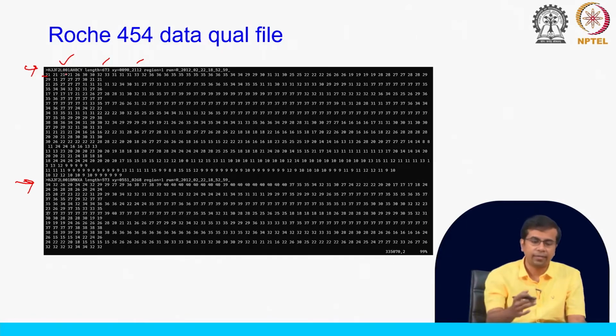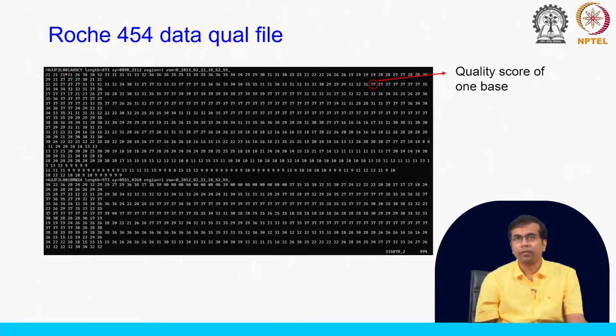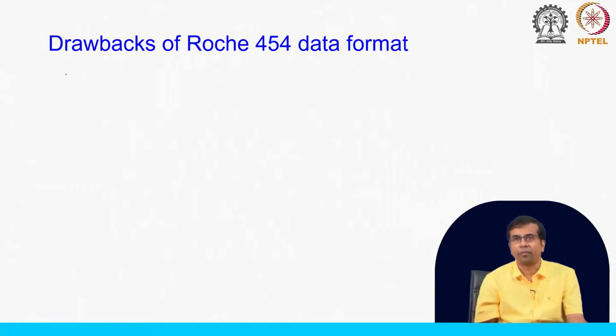Okay. And then again you follow the FASTA format. So, once you have listed all the quality scores for one read, then you have the header line, then you have the quality scores for the next read. So, this is how the whole thing is stored. Okay. This is just to highlight a quality score of one base.